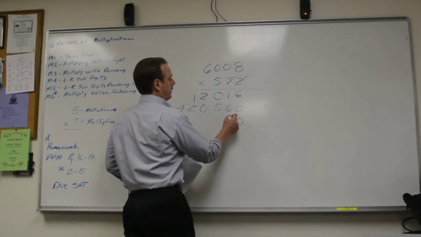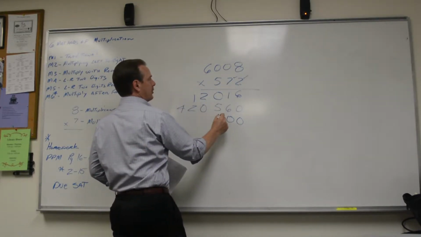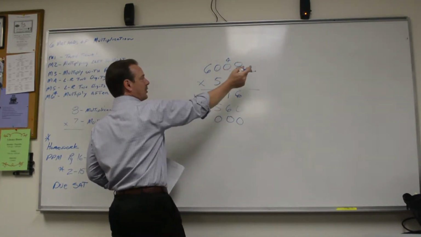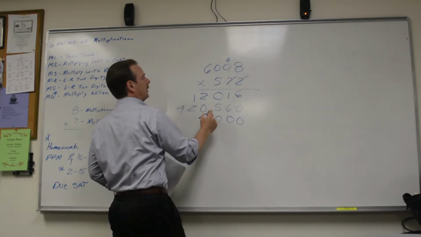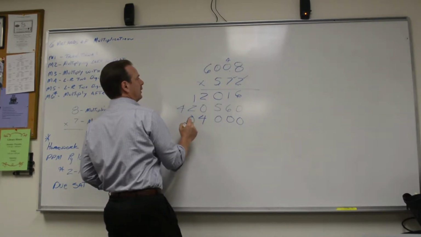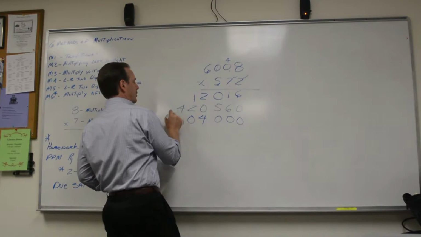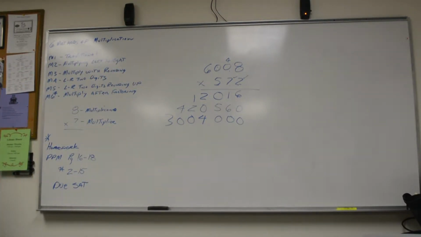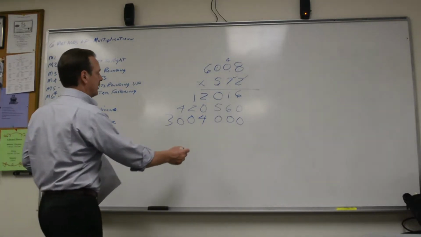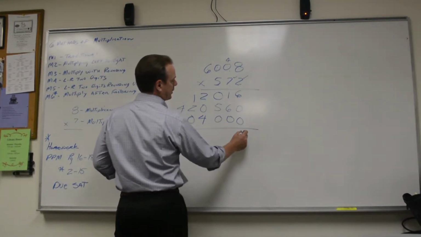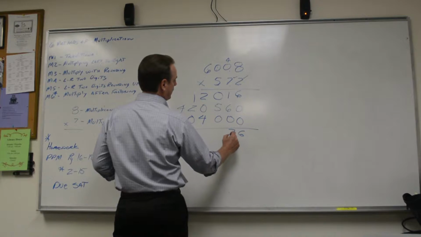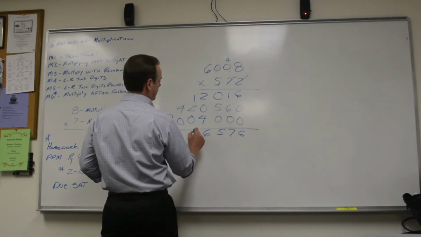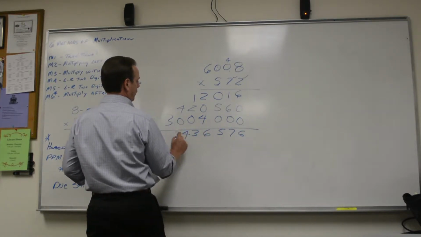0, 0. 5 times 8 is 40, so it's 0, 4. 5 times 0 is 0, plus 4 is 4. 5 times 0 is 0. And 5 times 6 is 30, so it's 3, 0 there. Okay. Let's add this up. We're going to get 6 in our first column, 7, 5, 6, 3, 4, 3.